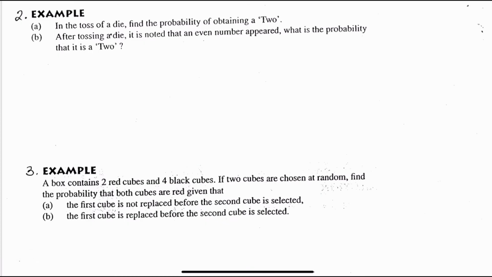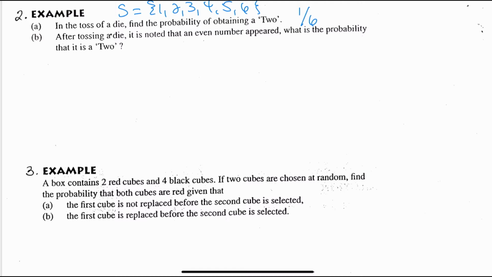Let's take a look at some examples. In part A of number 2, in the toss of a die, what's the probability of obtaining the number 2? Well, in the tossing of a die, the sample space is 1, 2, 3, 4, 5, and 6. There's only one out of those 6 possibilities that is the number 2.